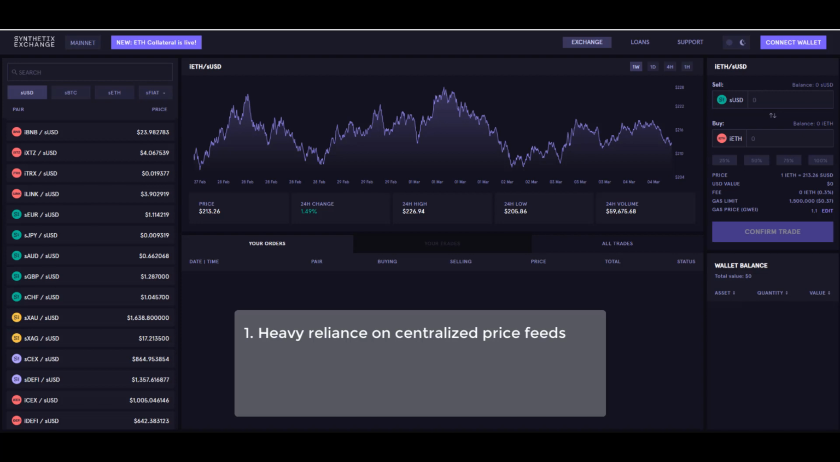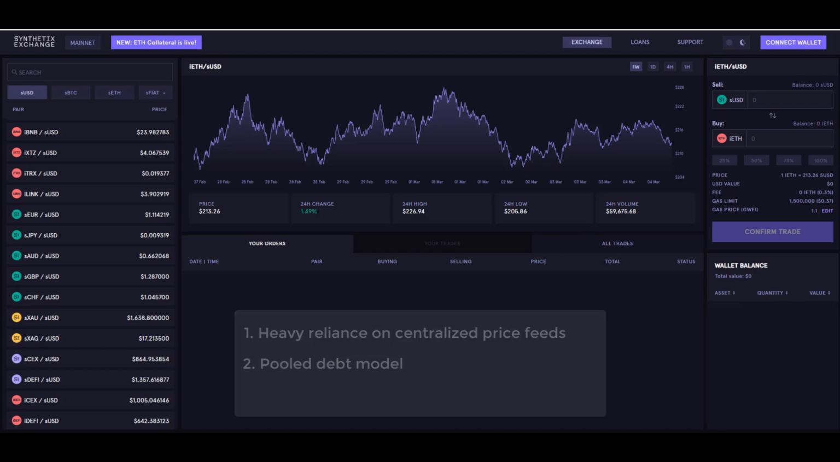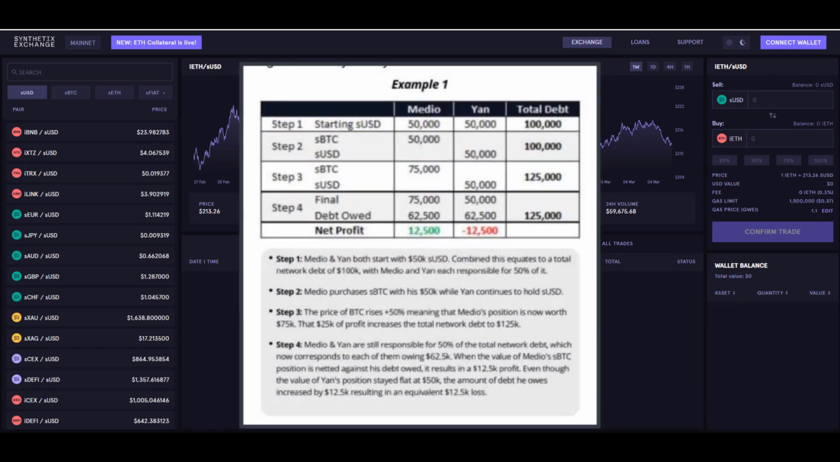And another issue or grievance I have with the platform is just based on the inherent design, and I don't think they can do very much about. And I'm referring to their pooled debt model. And to illustrate why I'm not a big fan of it and why I'm hesitant to actually use the platform, I'm going to go ahead and read from this example that's provided in their white paper.